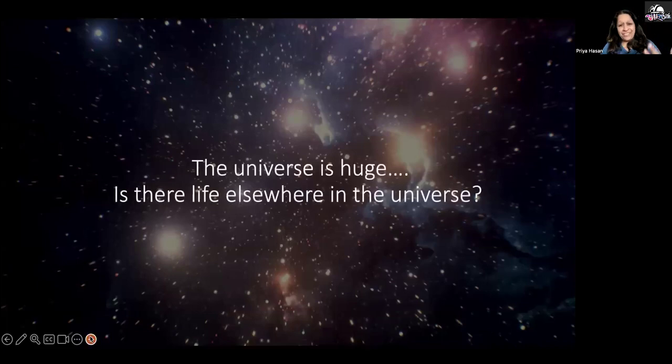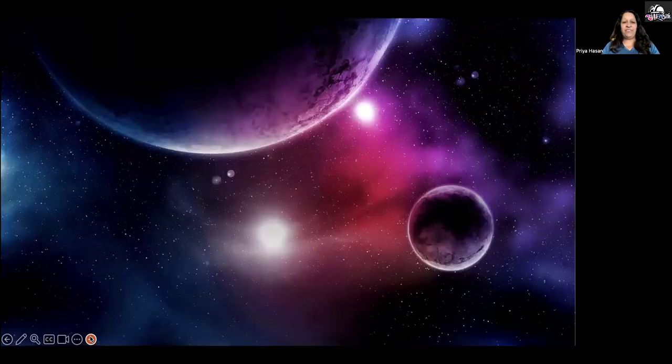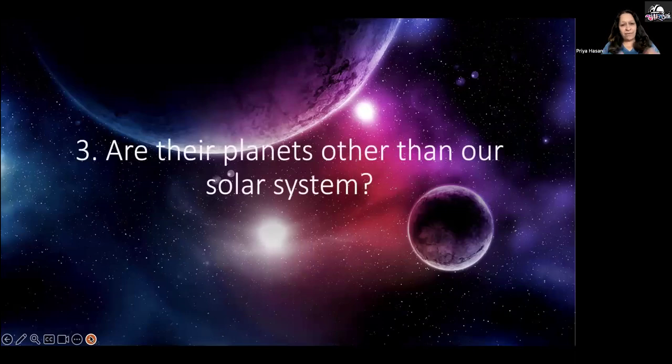So let's go to question number 3. We know now that the universe is huge. There are loads of galaxies over here. One of them is the Milky Way, which has a sun, which has the planet. So if the universe is so huge, we come to question number 3: is there life elsewhere in the universe? So that's our question.